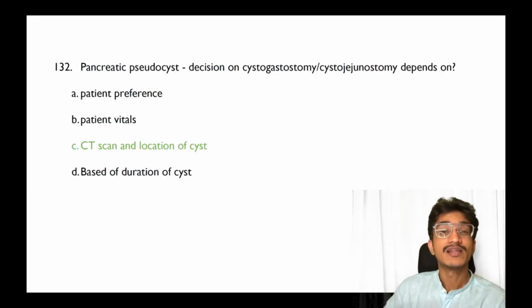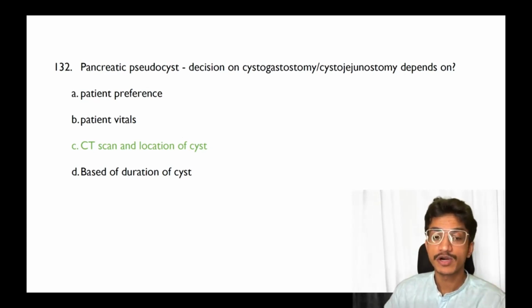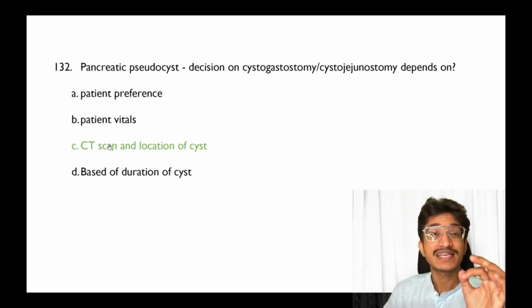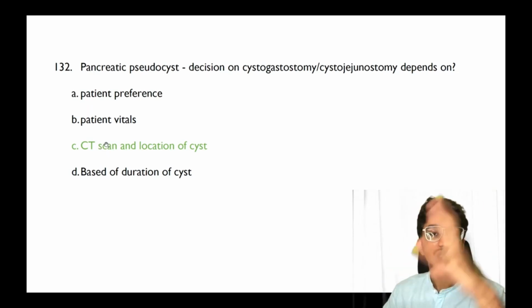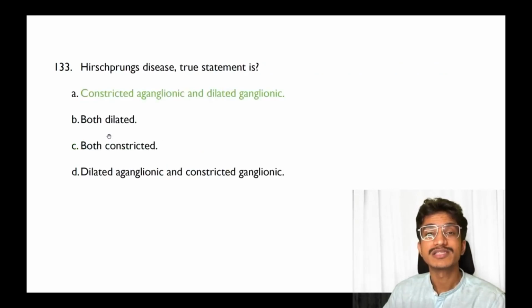Pancreatic pseudocyst, whether to do a cystogastrostomy or a cystojejunostomy, it depends not on the patient's preference, not on the duration of the cyst. It depends on the CT scan and where the cyst is exactly located, whether it's near to the stomach or near to the jejunum. So the answer in this case should be according to the CT scan and the location of the cyst.